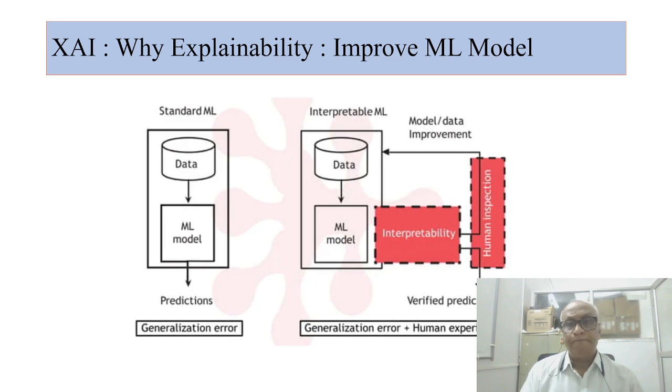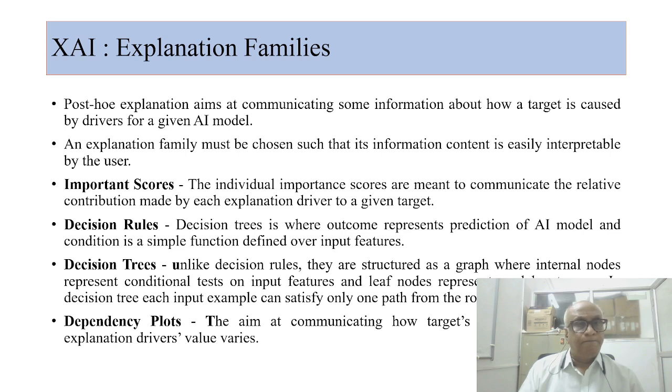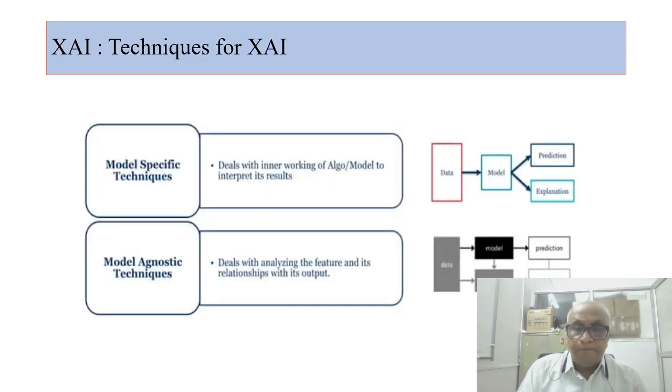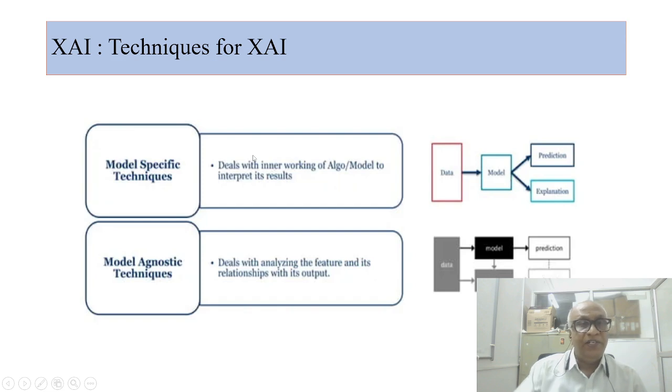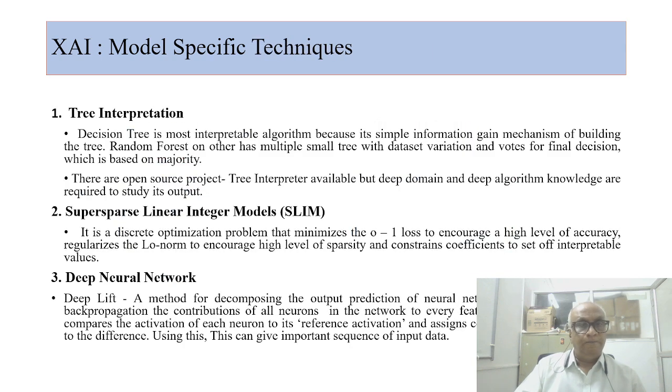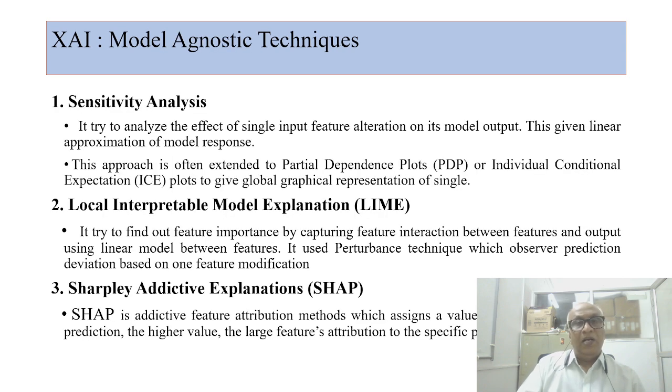and the other one is SLIM. So LIME comes under model agnostic approach, SLIM comes under model specific approach. As you can see, SLIM stands for super sparse linear integer models, and these are the examples of model specific techniques like tree interpretation, SLIM, deep neural network. Agnostic techniques, these are very popular: LIME and SHAP. SHAP stands for Shapley additive explanations, and you have sensitivity analysis too.